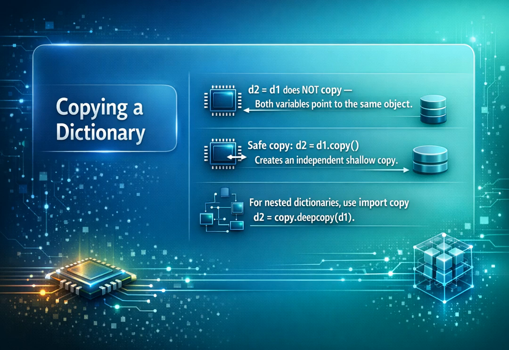Just like lists, assigning one dictionary variable to another does not copy it. Both point to the same dictionary. To create an independent copy, use the copy method. For dictionaries with nested objects, use copy.deepcopy from the copy module to ensure a completely independent duplicate.